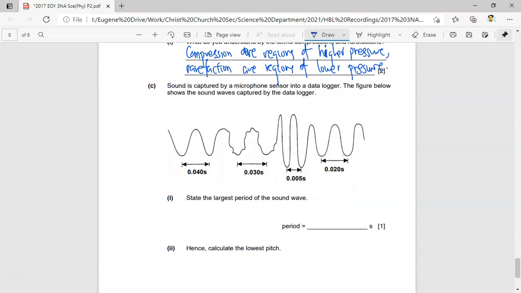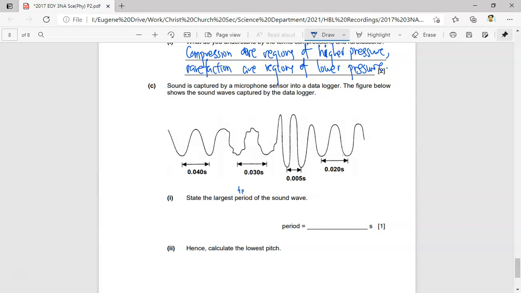Okay, let's look at the next one. Sound is captured by a microphone sensor in a data logger. The figure below shows a sound wave captured by the data logger. You can see the wave initially looks quite nice and a bit wavy. They ask you to state the largest period of the sound wave.